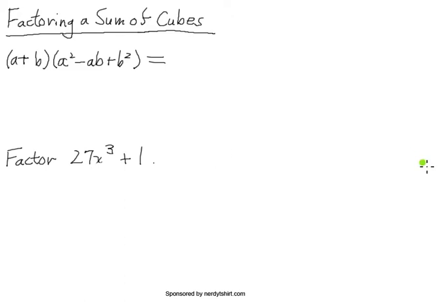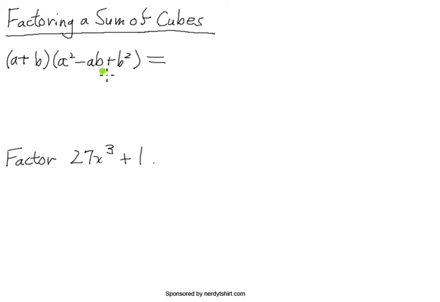Okay, the point of this example is to actually get through a factorization of a sum of cubes, and eventually we are going to attack a particular one, this sum of cubes of 27x cubed plus 1. But before we get into actually factoring this one in particular, it's a good idea to just note what the general factorization formula for a sum of cubes is, and it is this.